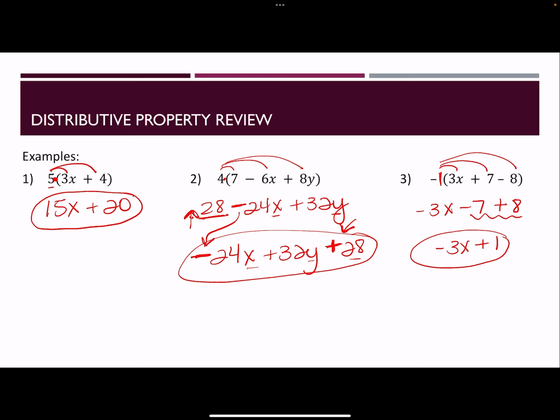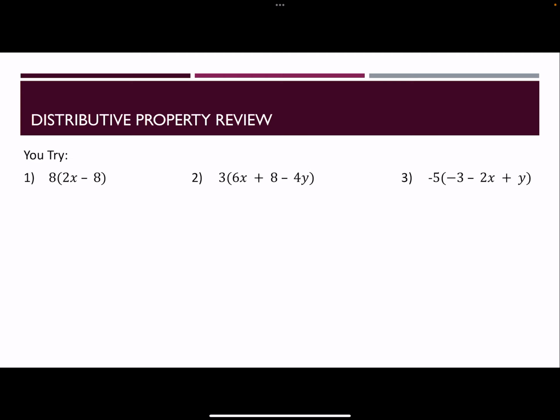Okay, so just like before, here's some practice problems. I want you to pause the video. Again, if you need to rewind the video, rewatch at any point, whatever. And then when you unpause, you can check your answer. So go ahead, pause the video.